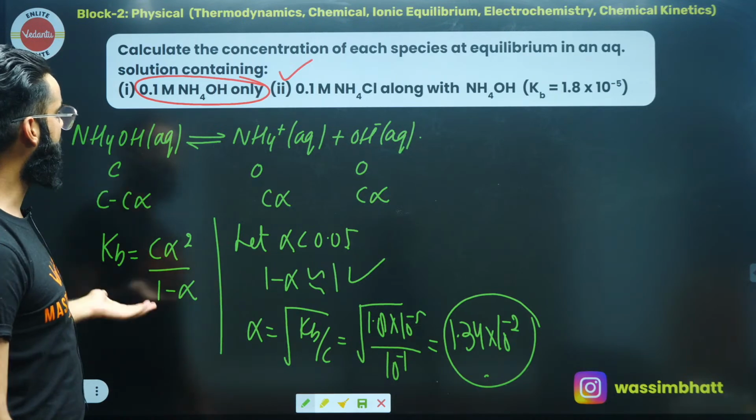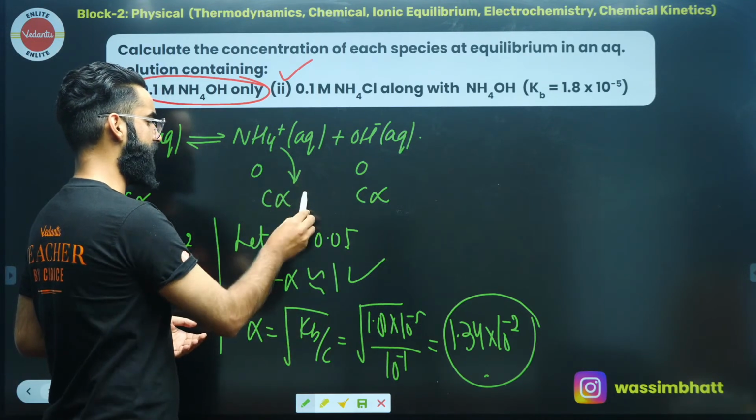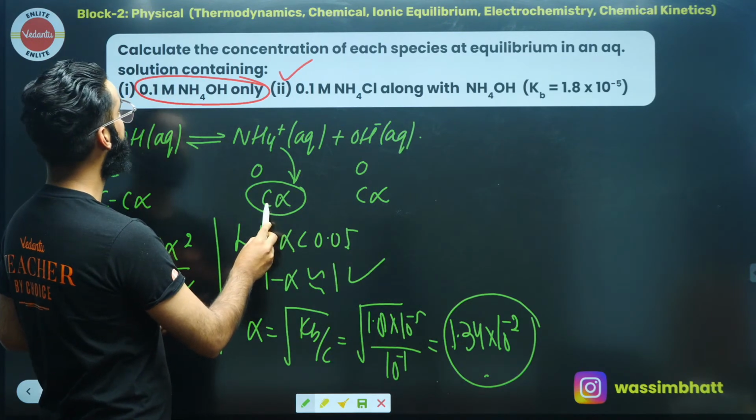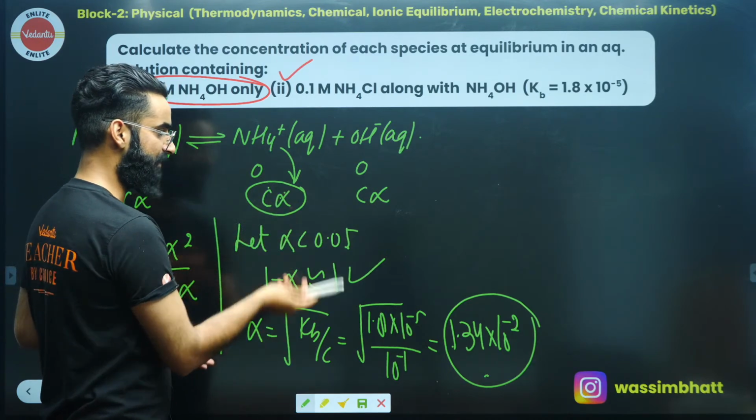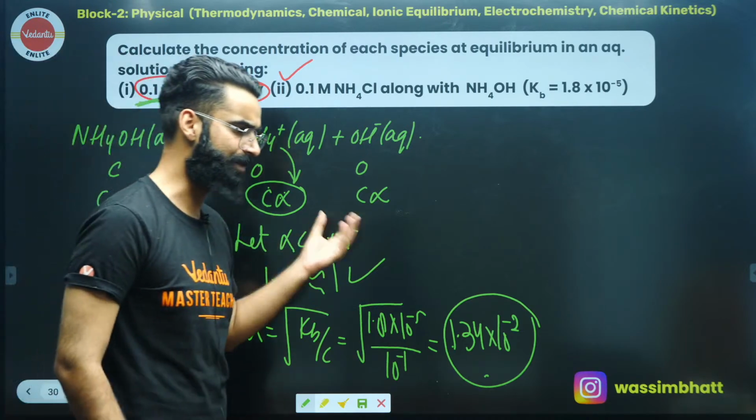Now what we are supposed to calculate? The concentration of each ion at equilibrium. What is the concentration of NH4 positive at equilibrium? C alpha. Since alpha you got, C value is given to us as per the question. C is the concentration of this NH4OH. So C multiplied by alpha will give you the concentration of NH4 positive as well as OH negative. So this sort of a question is damn easy, right?